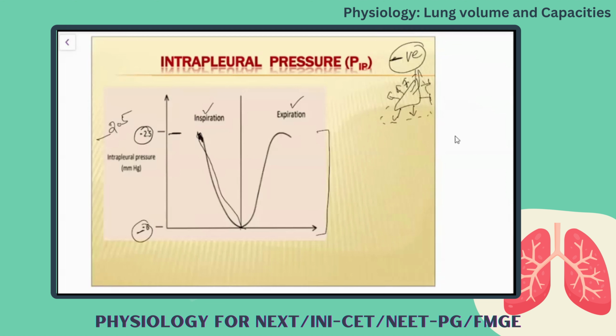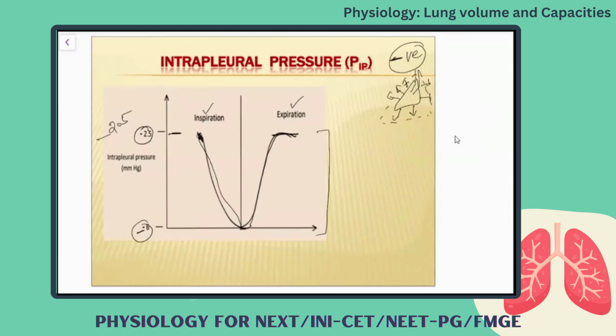Okay, and after inspiration, you will have expiration. So in expiration, the air is moving out of the lungs. Again, the intrapleural pressure goes back to its normal level. So this is how the intrapleural pressure is maintaining its negativity.